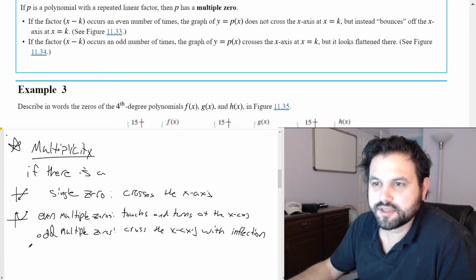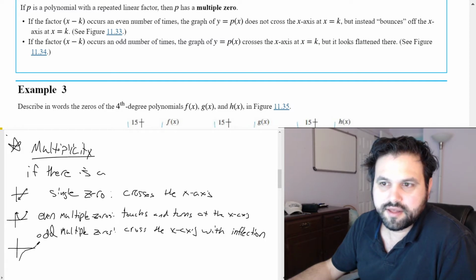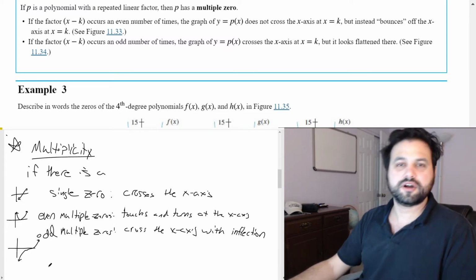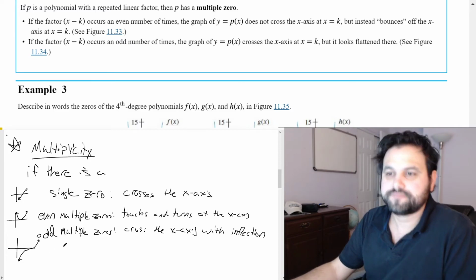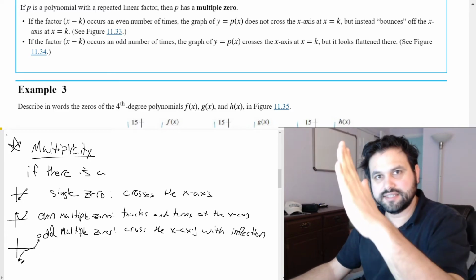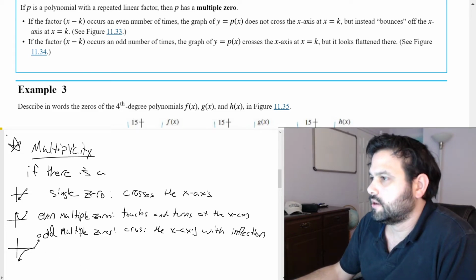Nice. And odd multiple zeros, what's going to happen is it's going to cross, but with inflection. So it's going to kind of flatten out here and then kind of change concavity. If you remember back to when we were talking about concavity, an inflection point is where that concavity changes. So it kind of flattens out, does one of those little swivels. Okay?